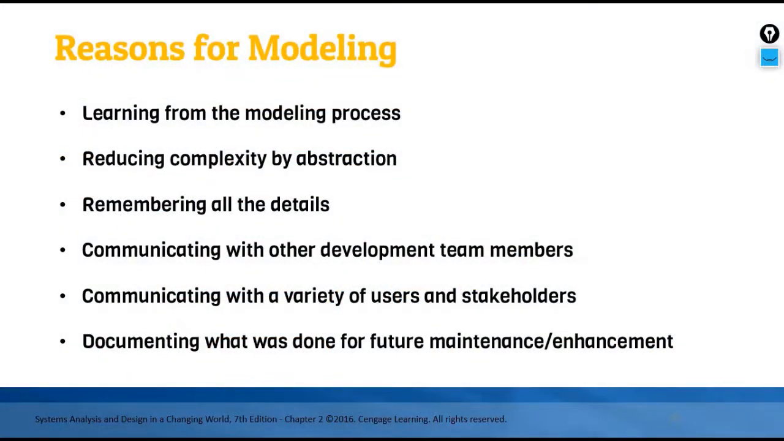So here are the reasons for modeling. First, learning from the modeling process, reducing complexity by abstraction, remembering all the details, communicating with other development team members, communicating with a variety of users and stakeholders, and documenting what was done for future maintenance and enhancement.